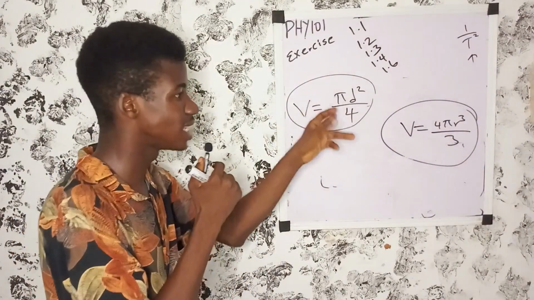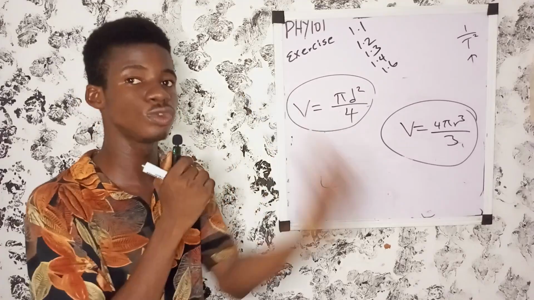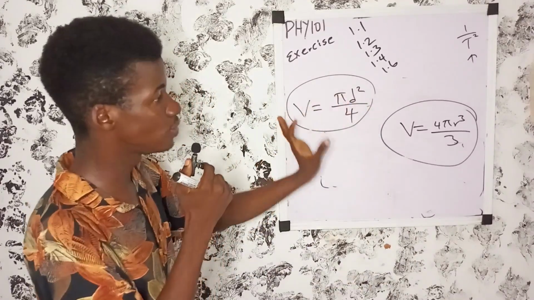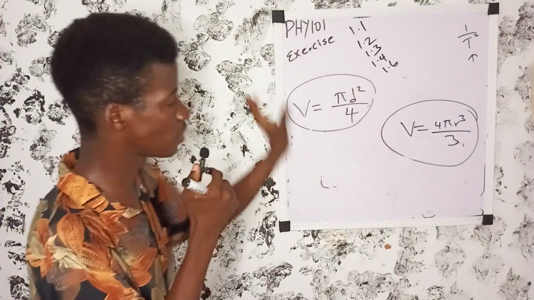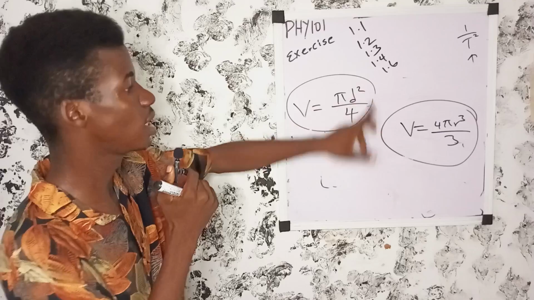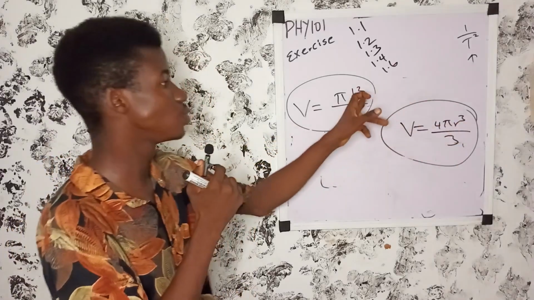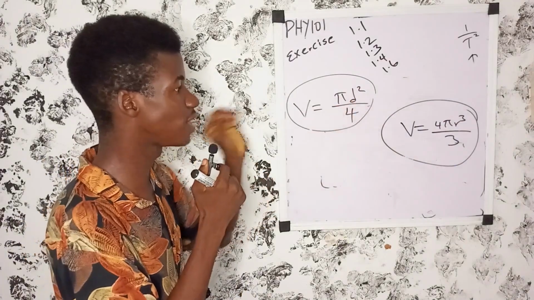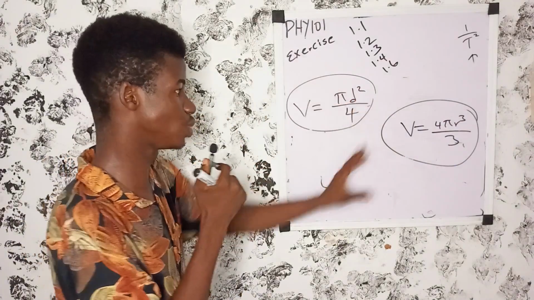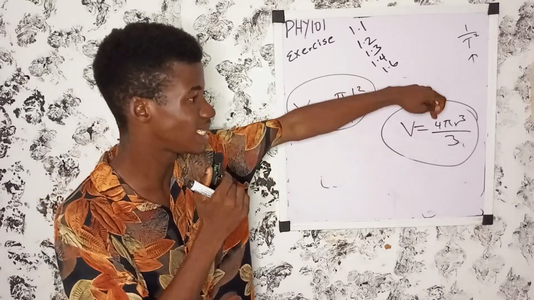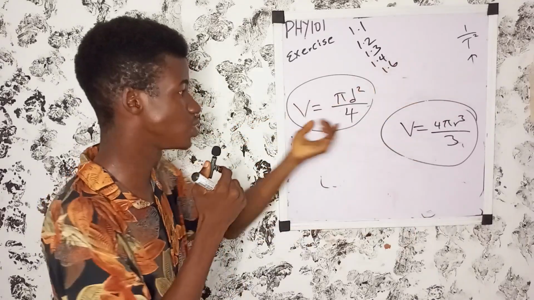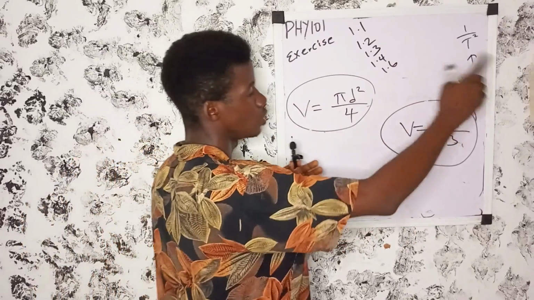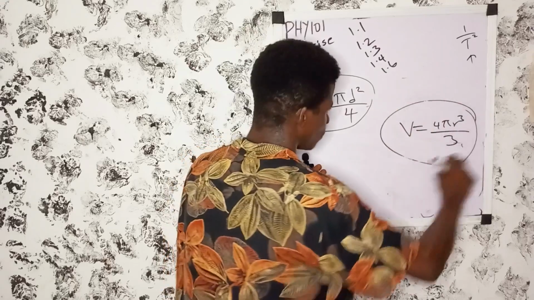Now they're asking us whether this is correct, so we have to prove it. This is diameter, while this one is radius. So we need to convert this one to radius. If we convert it to radius, solve, and get exactly the same formula, we will know that this equation is correct. The volume of a sphere is 4 pi r cube all over 3.